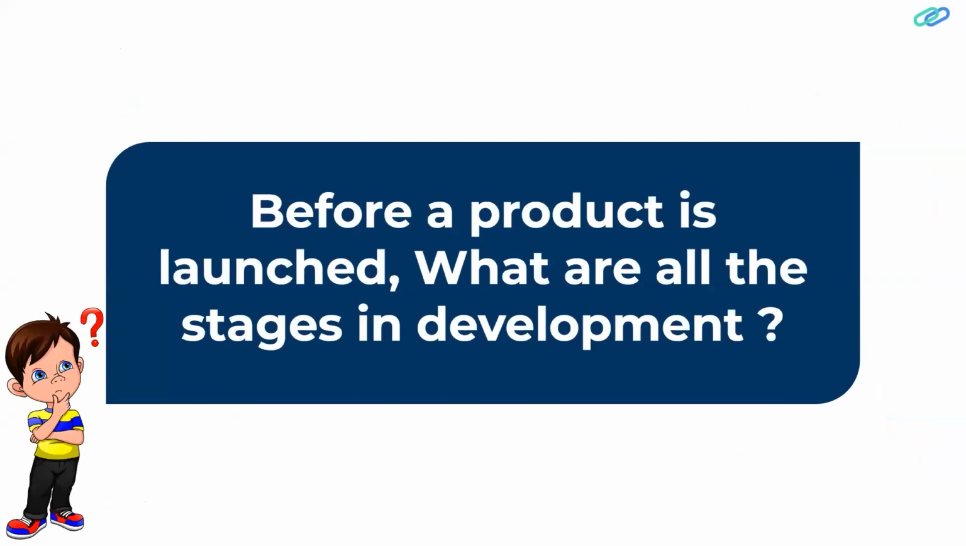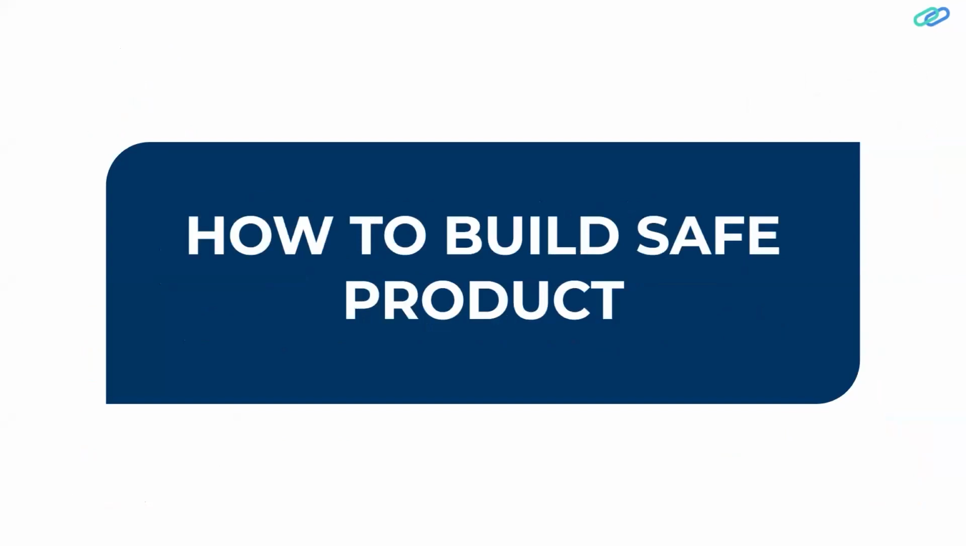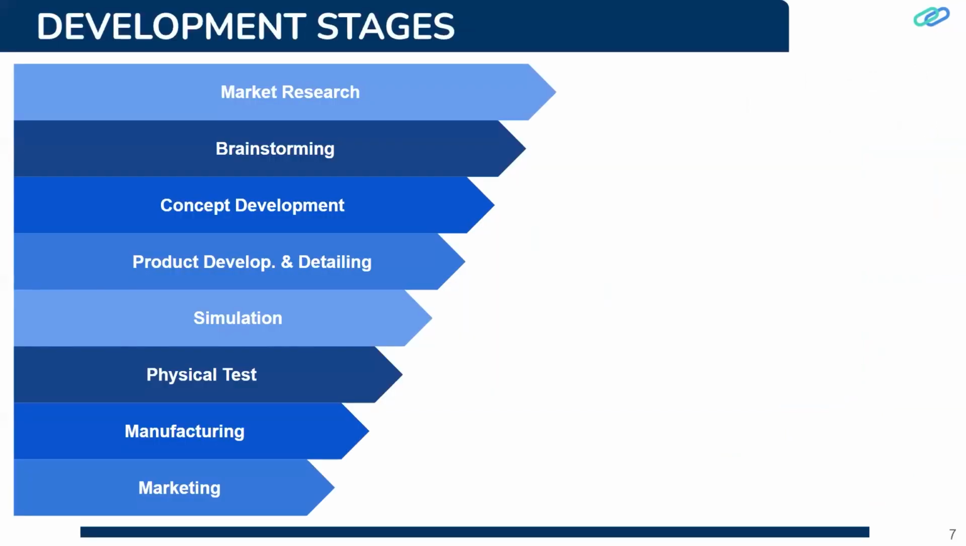Before a product is launched, we'll look at the different stages in development. How do you build a safe product? The first thing is the development stages, and this is what is called the product development lifecycle, PDLC, as it is commonly known. We have close to 8 different phases in general, starting from market research, brainstorming, concept development, product development and detailing, simulation, physical testing, manufacturing, marketing, etc. We'll go through each of these topics one by one.